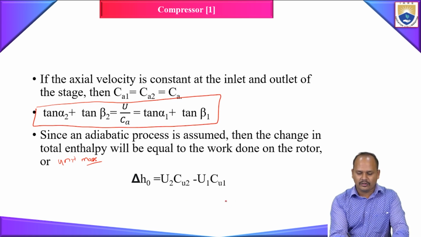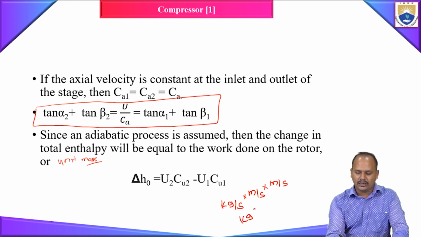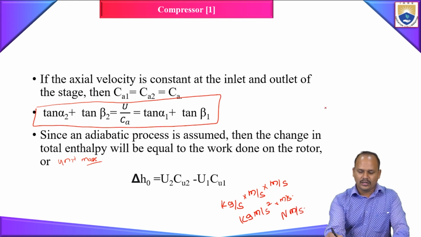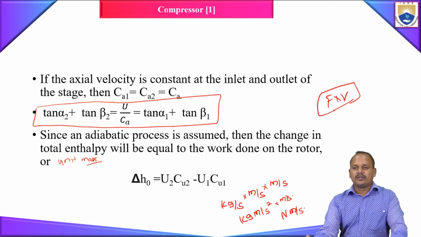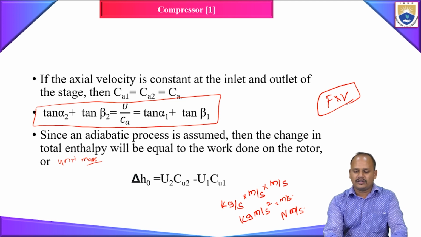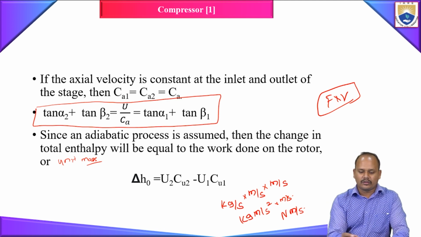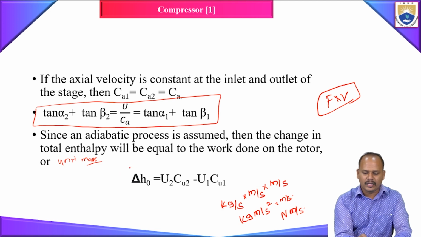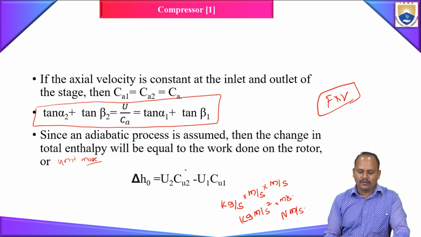So I said it is unit mass flow rate. What is the unit? Mass flow rate is kg per second, your U2 is meter per second, your CU2 is meter per second. So what do we have? Kg meter per second square into meter per second, that is basically Newton meter per second, which is force into velocity. Force into distance will give you work done, and force into velocity will give you rate of work done, basically the power. So for the given change in the enthalpy, this much amount of change is happening to your flow field.